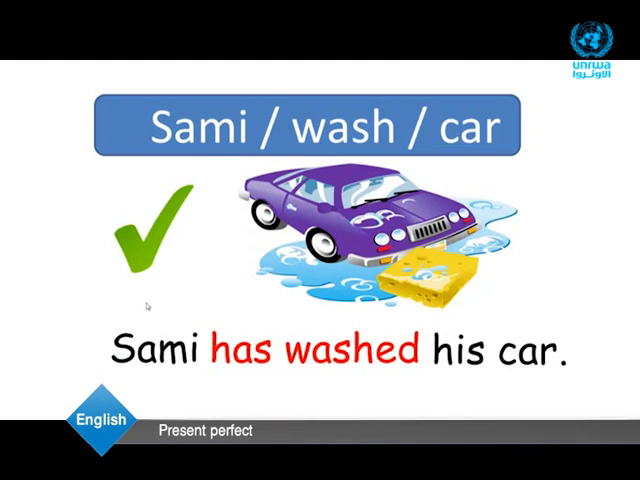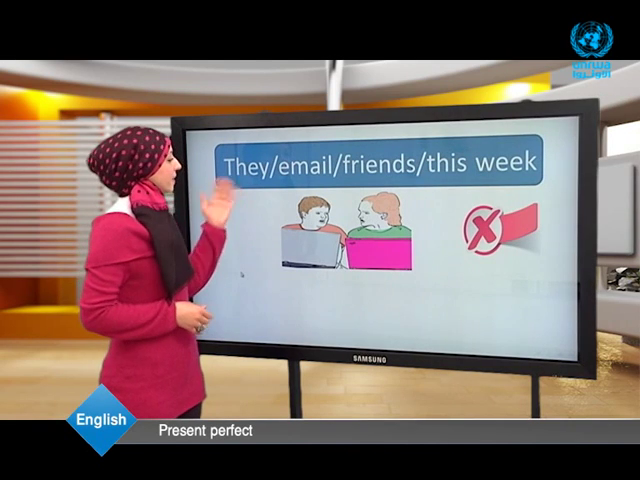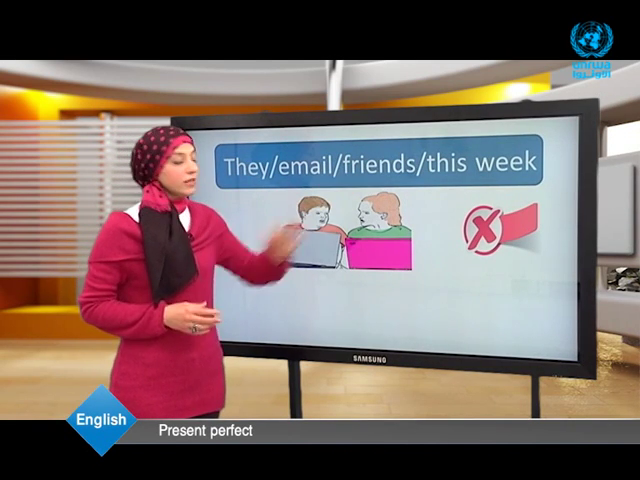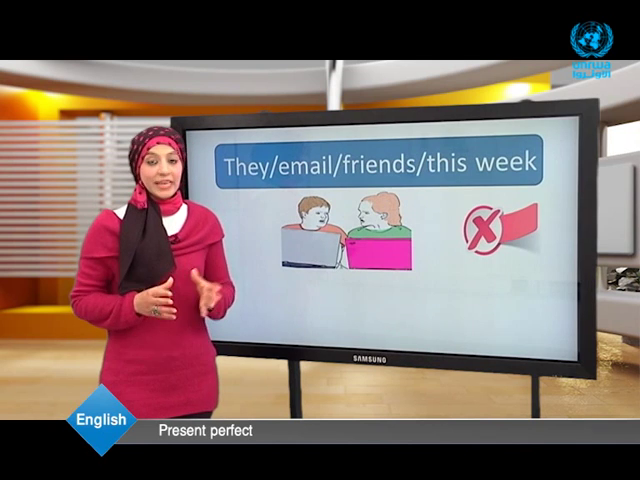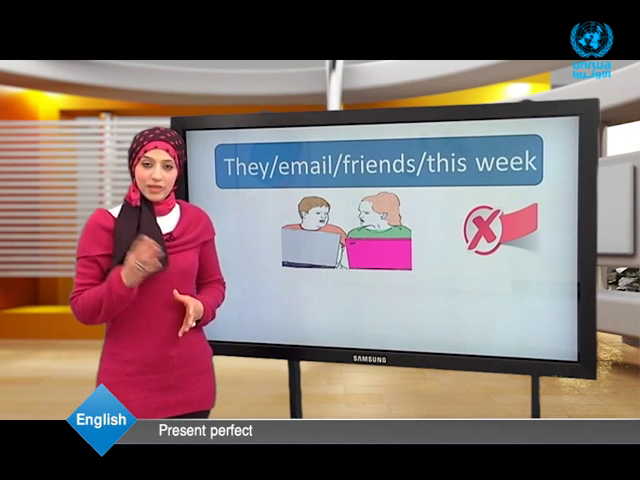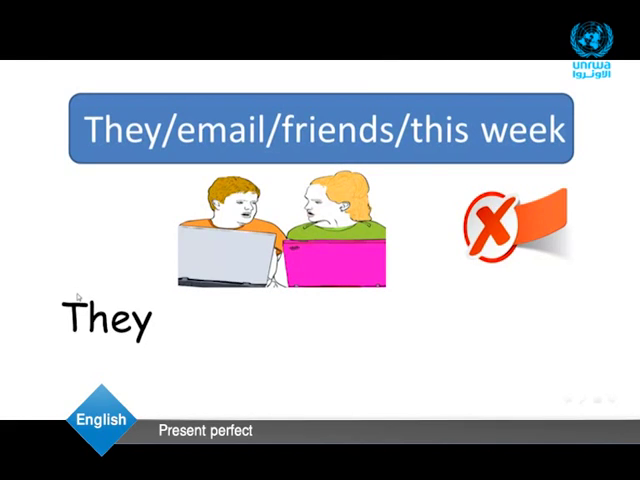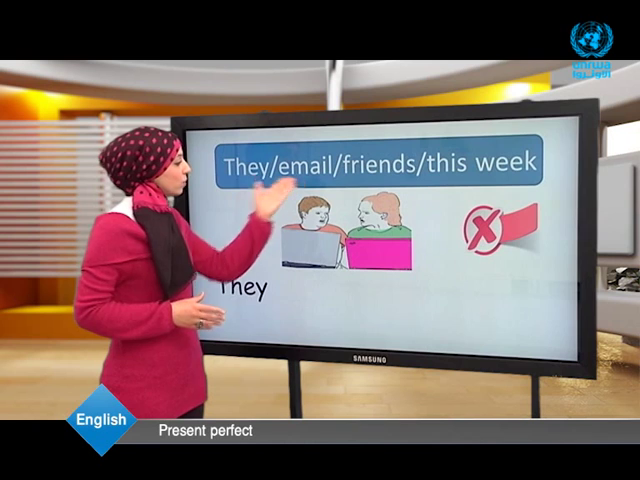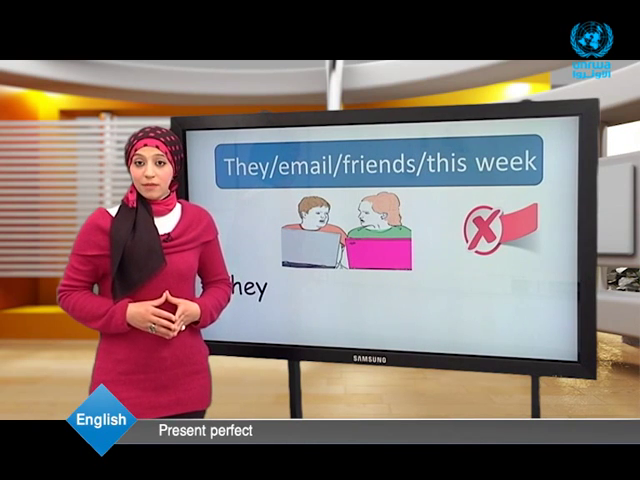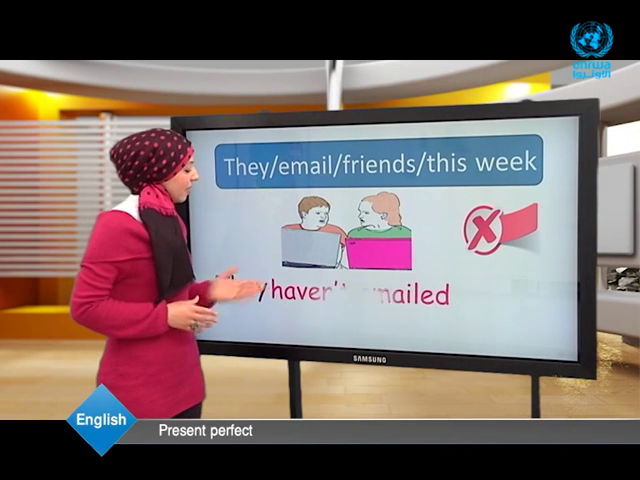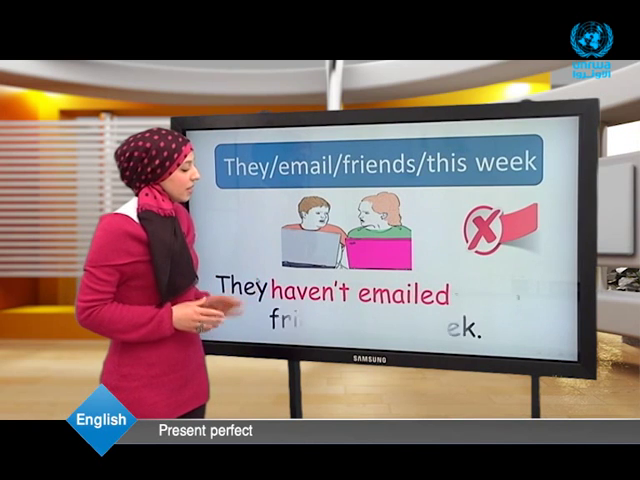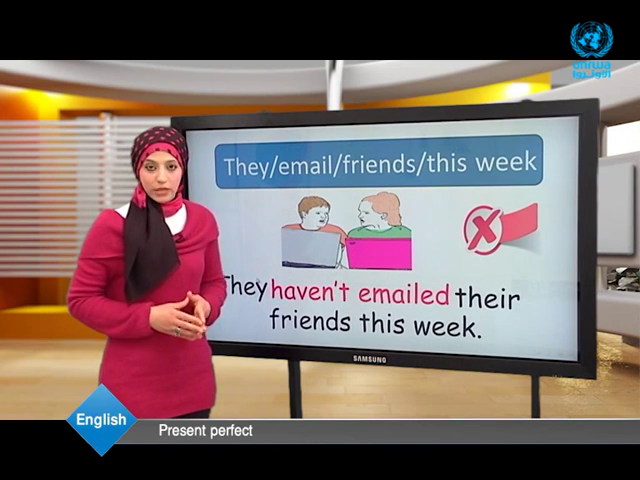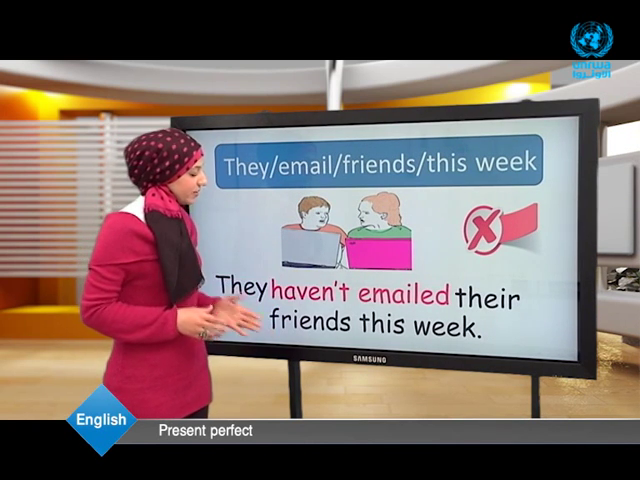Let's move to the next one. The words are they, email, friends, this week. And you should give me a negative sentence. We start with the subject they, have or has? They have, but in the negative form, they haven't. And what's the past participle of the verb email? Emailed. So, they haven't emailed their friends this week.